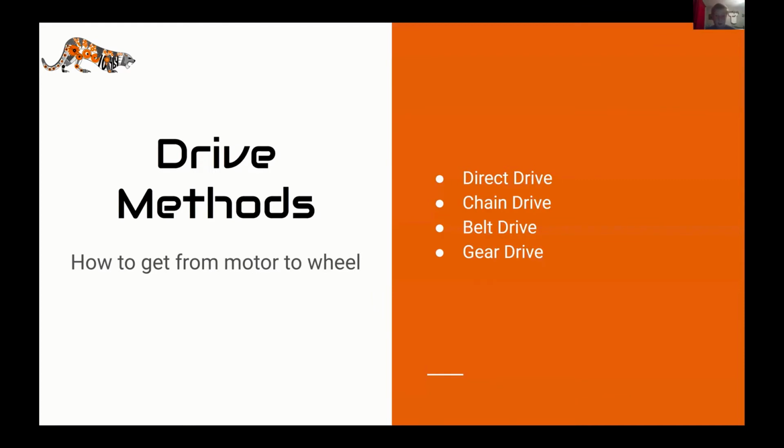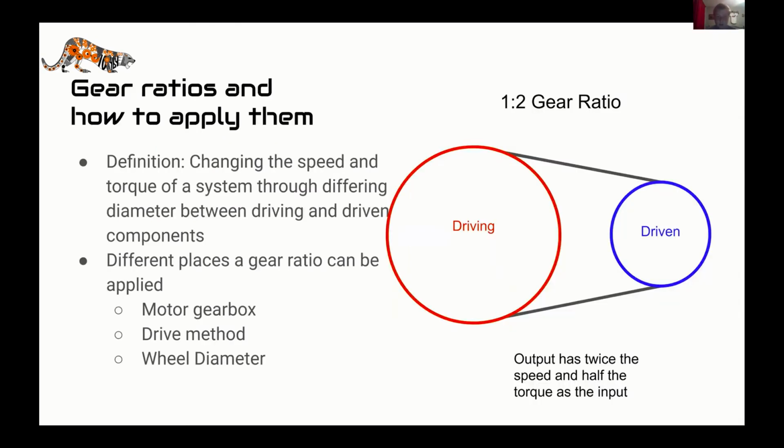There's drivetrain methods, which is how you get your motor to your wheel. So different examples is the direct drive, the chain drive, and belt and gear drive. So we're going to start off with something that is going to be universal for pretty much any drive method, and that is a gear ratio.